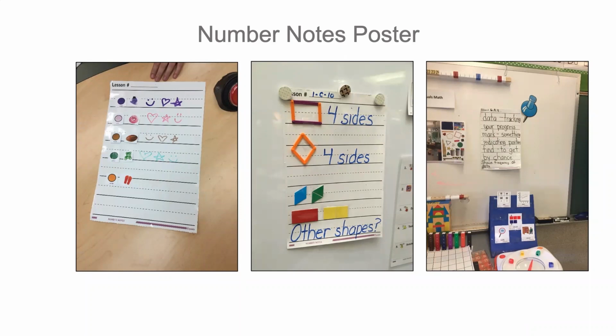Here are some examples of completed number notes from the field. The picture on the left shows a combination of pictures, symbols, and drawings to show what the students know about the lesson objective. The poster in the middle shows a combination of incorporating the manipulative pieces as well as short phrases. The third poster on the right shows the vocabulary words that have been taught throughout the lesson. It's important to understand that everyone's number notes poster will look absolutely different, and it should. It should all be reflective of how your students are communicating and discussing what they know and want to know about the lesson objective.